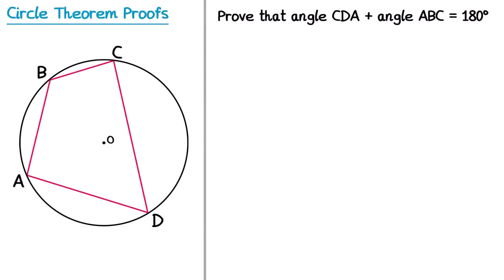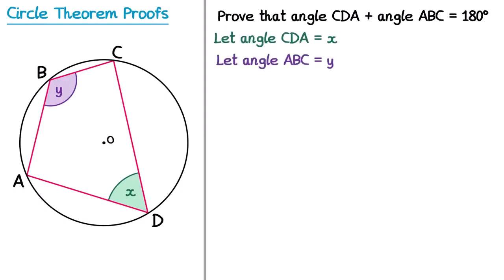We're going to start this one by marking on those two angles. We'll call the angle CDA X and the angle ABC Y. So let's write that down. Let angle CDA equal X and angle ABC equal Y. Then we're going to draw in a radius from O to A and O to C, like this.